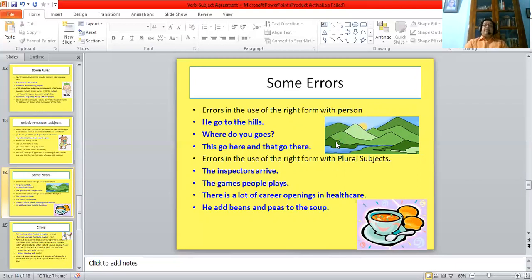"He add beans and peas to the soup." So two singular subjects where obviously they cannot be using the plural form. Okay. "He add beans and peas." No, he is the singular subject. So he adds beans and peas. So even if we have beans and peas, we cannot use the plural form. That would be incorrect. So he adds beans and peas to the soup, not add.